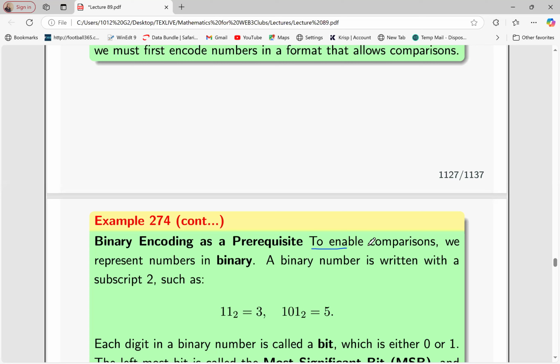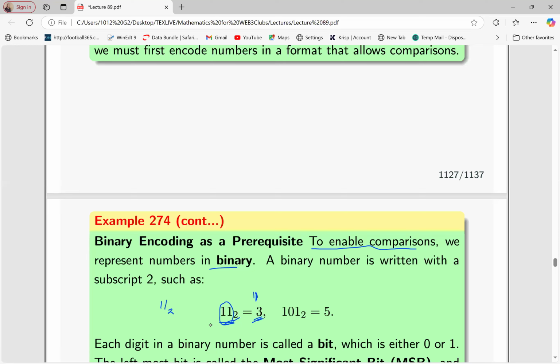To enable comparisons, of course, that is what we want to do. We want to compare values of the list. We want to compare whether the value on the left is greater than or equal to the one on the right. So to enable this comparison, we represent numbers in binary. This is how we write a binary number, like this, 1 1. The subscript 2 here tells us that it's binary. The base is always 2 for binary numbers. Now, this binary number is going to 3. This 3 is a decimal number.